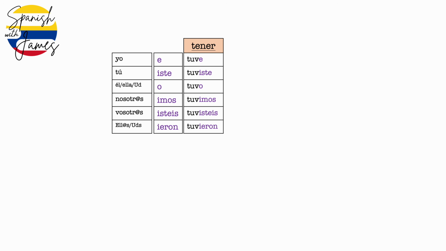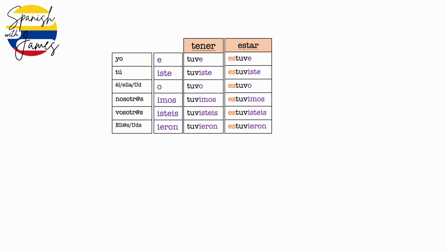The first verb I'd like to mention is the verb estar, because basically, although estar and tener don't normally have anything to do with each other in all of the other tenses, in the preterite they're really similar. In fact, all you need to do is add es to the start of the tener conjugations and you get the conjugation for estar. Tuve, I had. Estuve, I was. Tuviste, you had. Estuviste, you were. And so on. So all you have to do is just add es and you've unlocked the verb estar in the preterite.